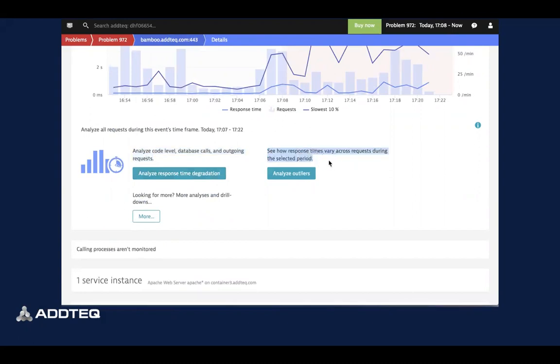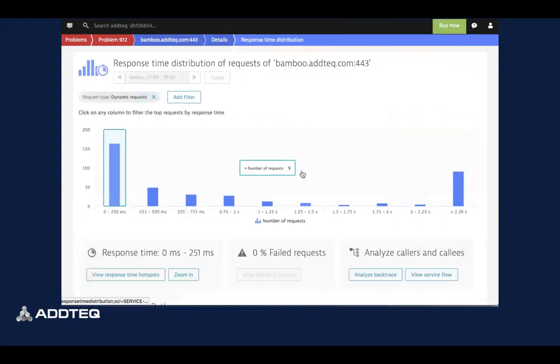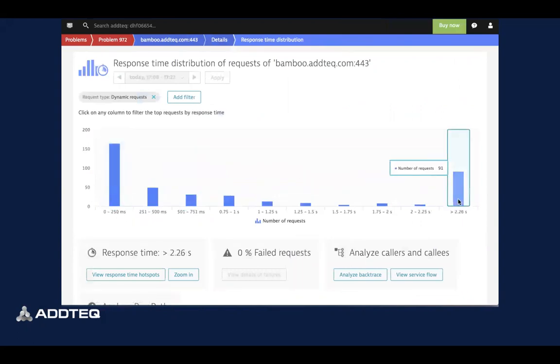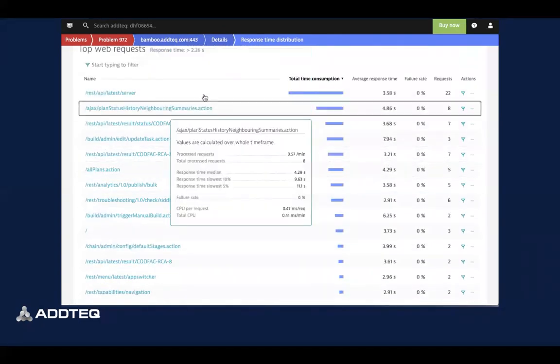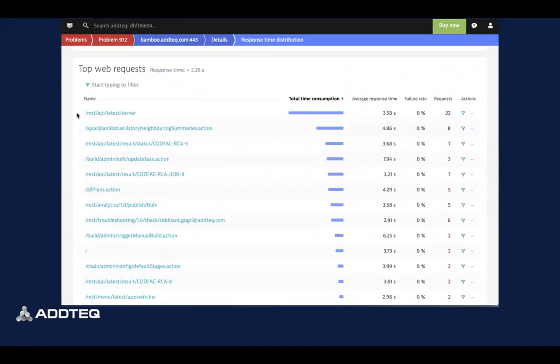In this case, we have the option to do a response time degradation analysis or look at the outliers. When you click on Analyze Outliers, it gives us this graph, a breakdown of the response time distribution during that problematic period. We selected the response time greater than 2.26 seconds. It then shows us all of the web requests during the time frame when the problem was occurring, with the response time greater than 2.2 seconds. It also shows us the requests sorted by total time consumption. It takes the average response time and, I think, multiplies by the number of requests that are happening.